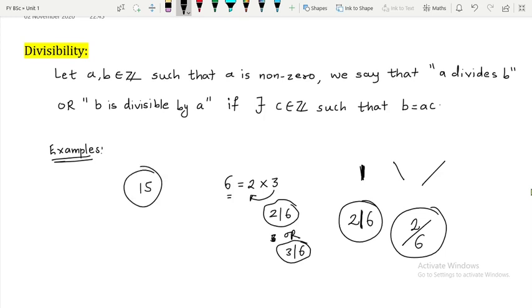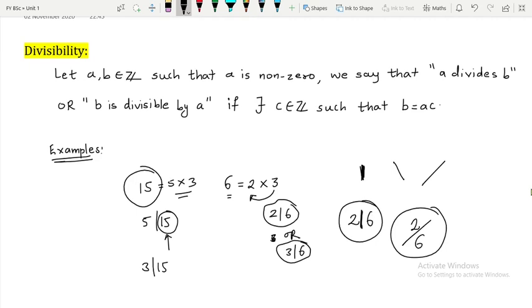If I talk about 15, just think about the factorization of 15. How can you factor 15? You can write it as 5 multiplied by 3, and therefore I can say that 5 divides 15, or in other words you can say that 15 is divisible by 5, and hence the name divisibility. You can also say that 3 divides 15, or 15 is divisible by 3.